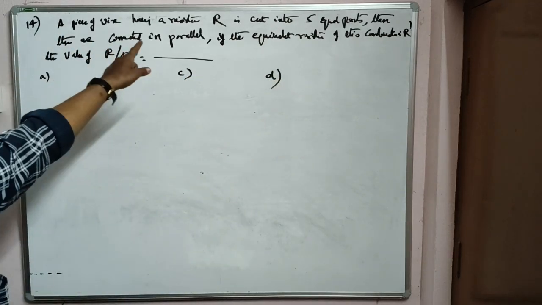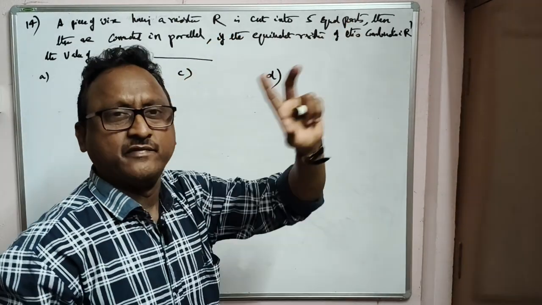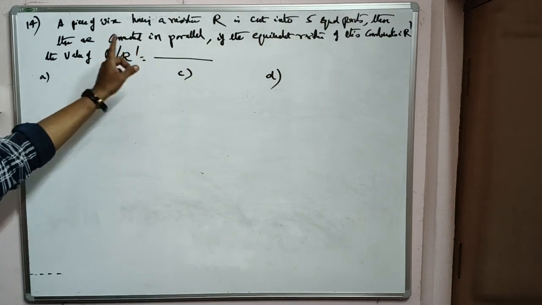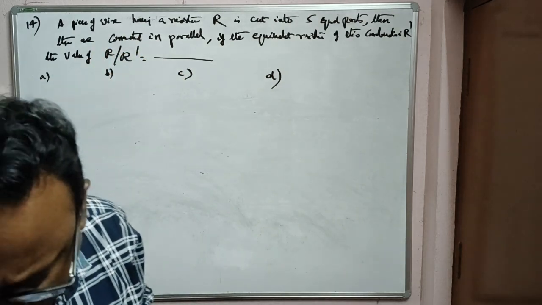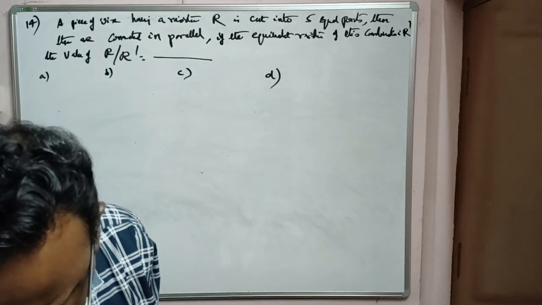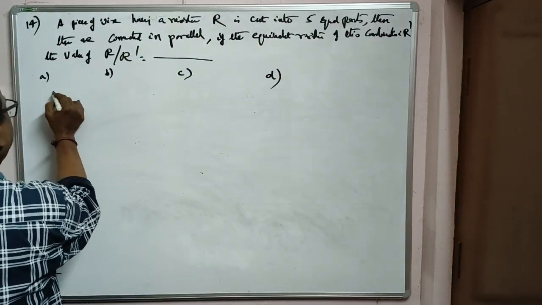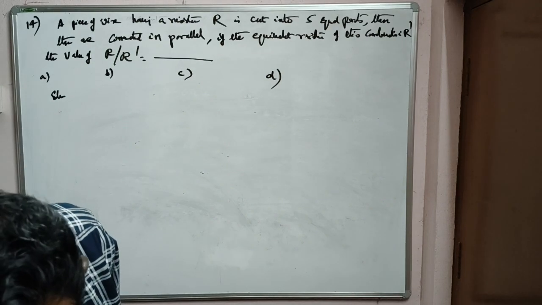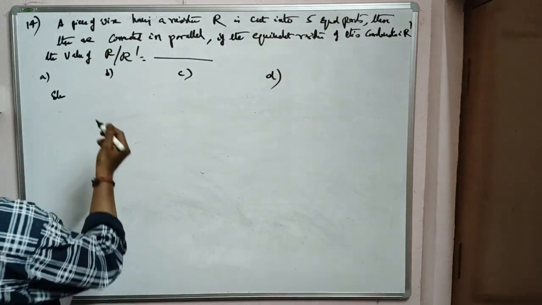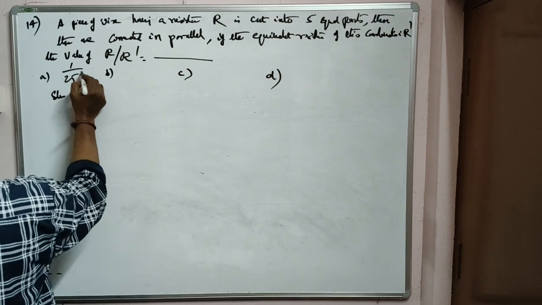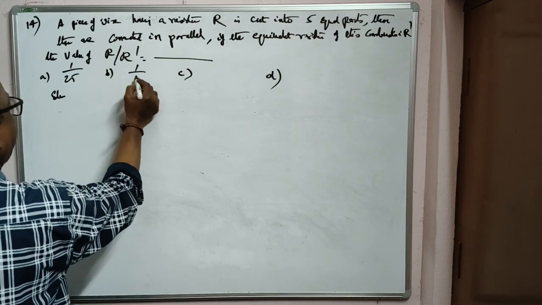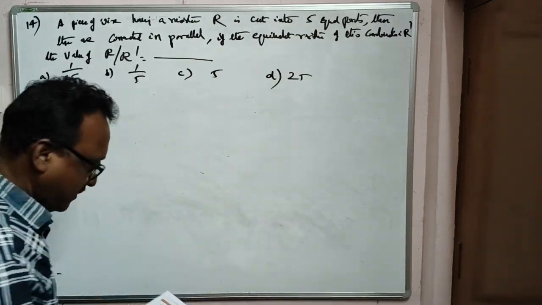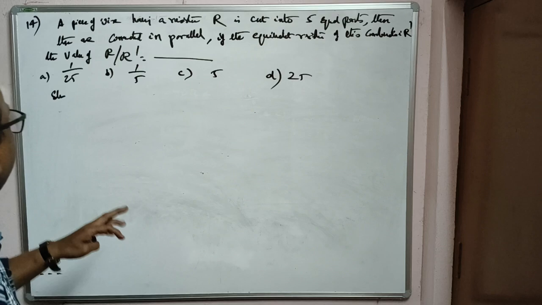So he is saying a piece of wire having resistance R is cut into 5 equal parts. Then they are connected in parallel. If their equivalent resistance is R dash, what is the value of R by R dash? Now such type of problem you have to go like this. He has given the choices also. First of all, write down for your practice 1 by 25, 1 by 5, 5, 25. Now see how to solve such type of problem.